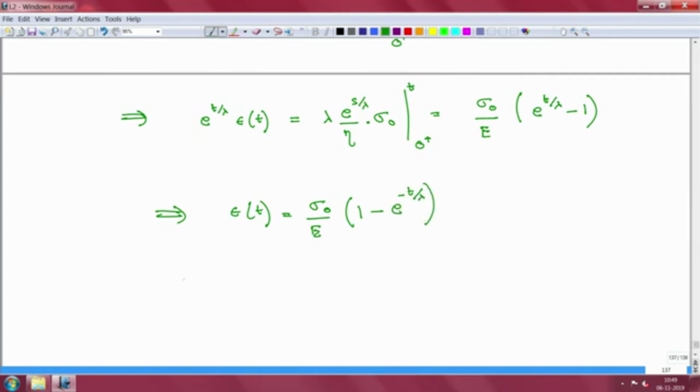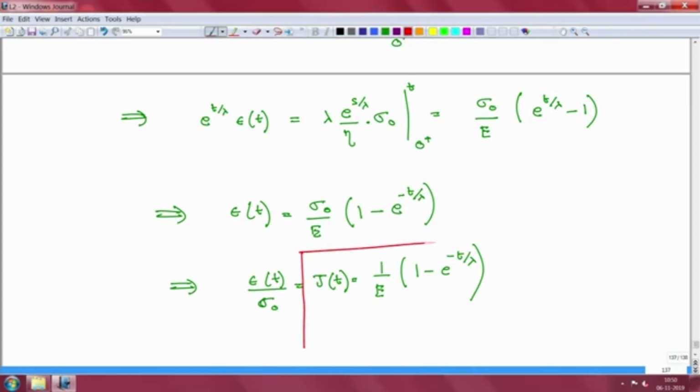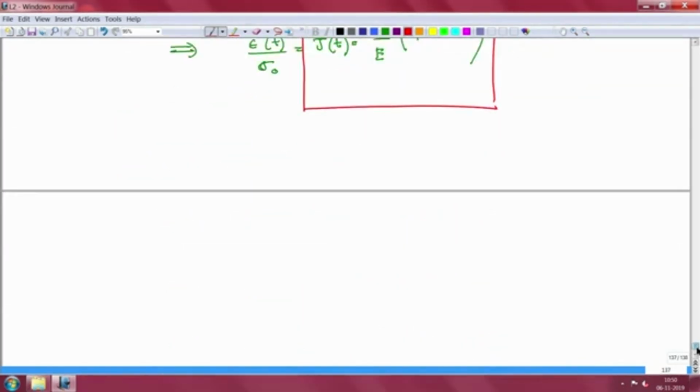Now my final objective is to find the creep function. So I take this sigma naught onto the other side. My epsilon t by sigma naught, which gives me the creep function, is equal to 1 by E times 1 minus e to the power minus t by lambda. So this is now your creep function for the Kelvin-Voigt body. Let us plot this so that we get a feel of what this response really looks like.